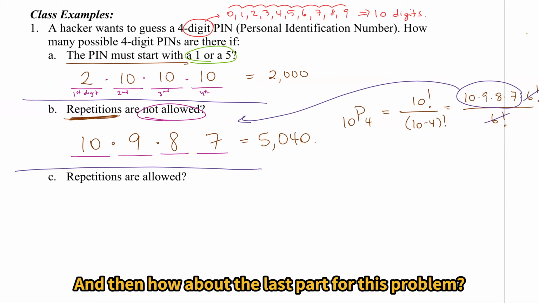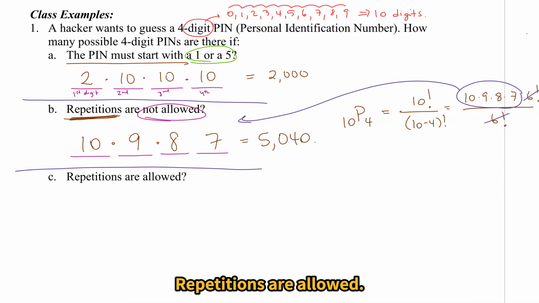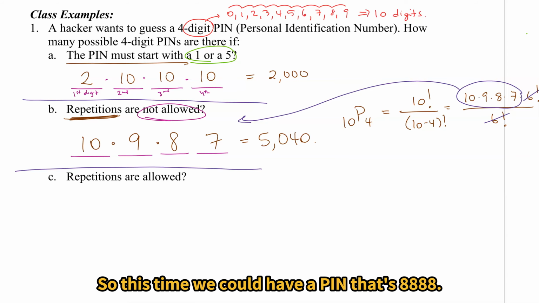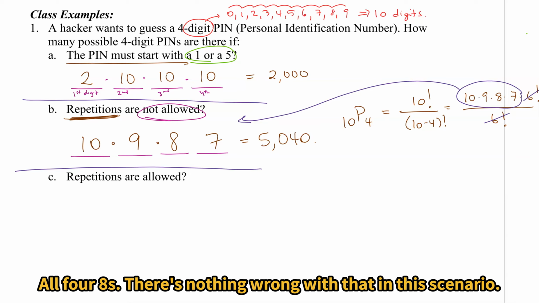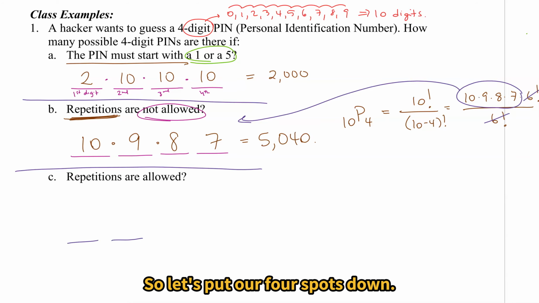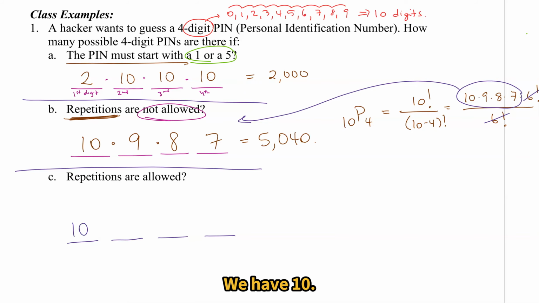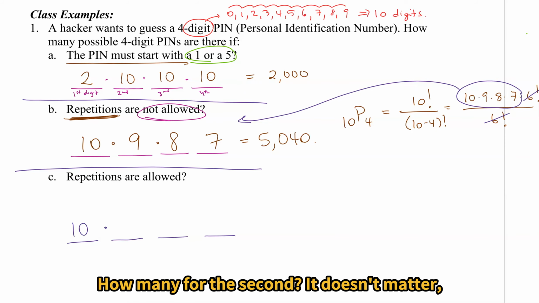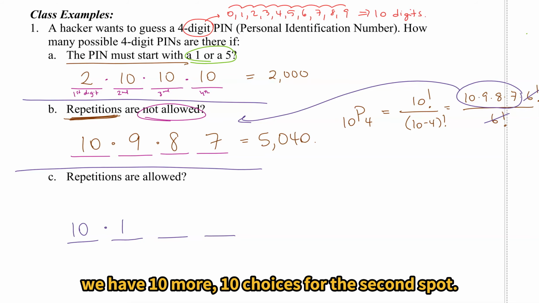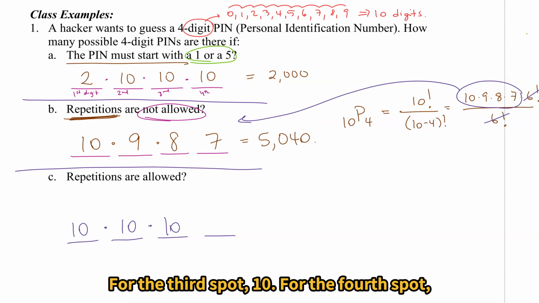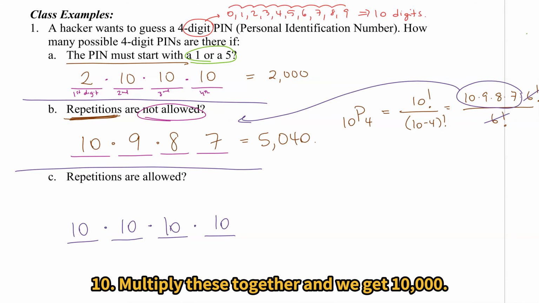And then how about the last part for this problem? Repetitions are allowed. So this time we could have a pin that's 8888, all 4 8s. There's nothing wrong with that in this scenario. So let's put our 4 spots down. How many choices do we have for the first spot? We have 10. How many for the second? It doesn't matter. We can repeat. We have 10 more. 10 choices for the second spot. For the third spot, 10. For the fourth spot, 10. Multiply these together and we get 10,000.